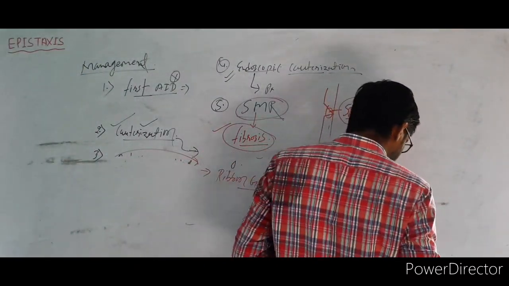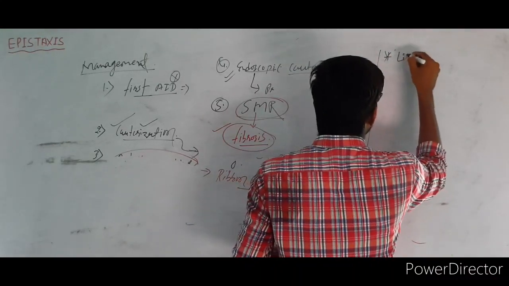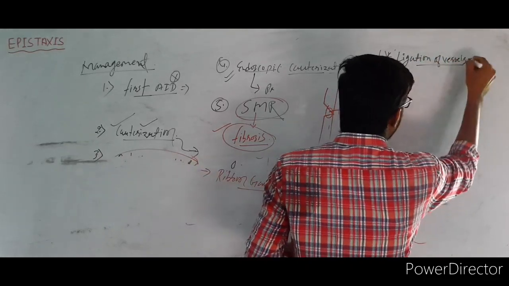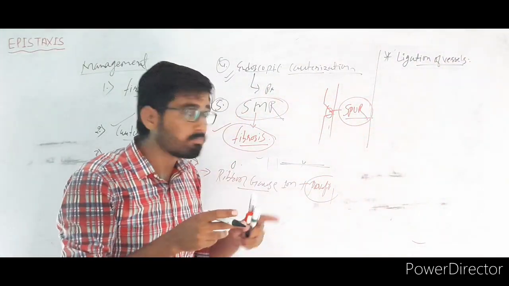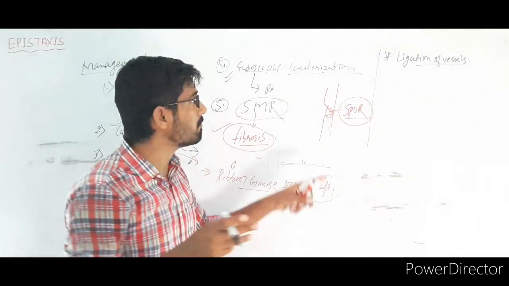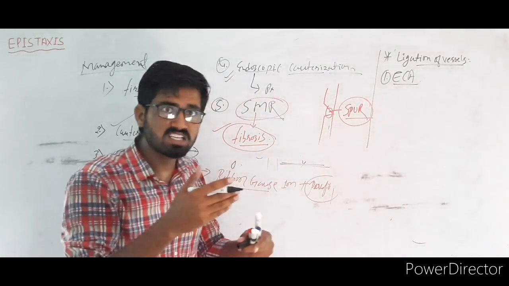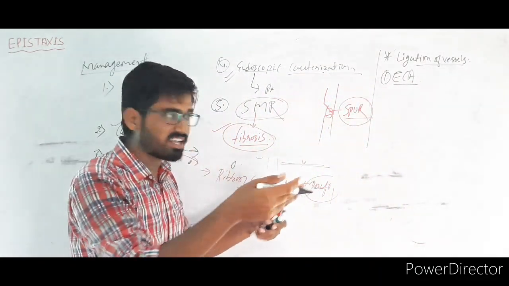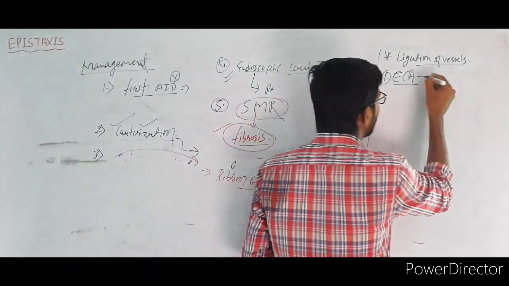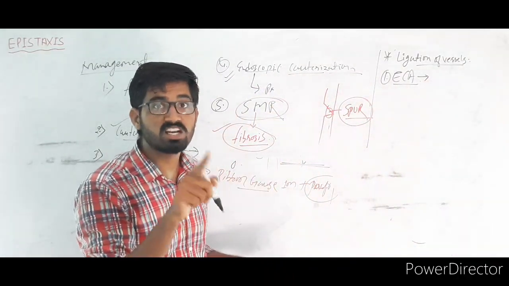Next surgery is called ligation of vessels. Now, if you want to ligate, then you have to know the artery supply of the nasal septum and the lateral wall. First thing is the external carotid artery, because the external carotid artery gives branches to the maxillary artery and the facial artery. We have to ligate this external carotid artery just above the origin of the superior thyroid artery.